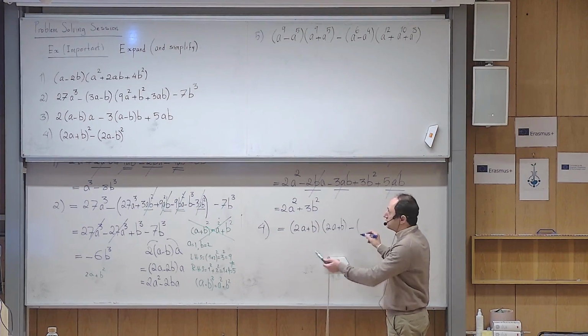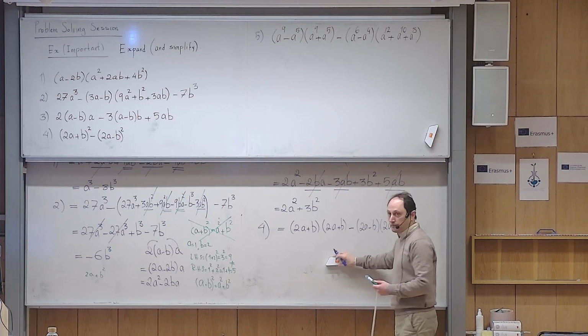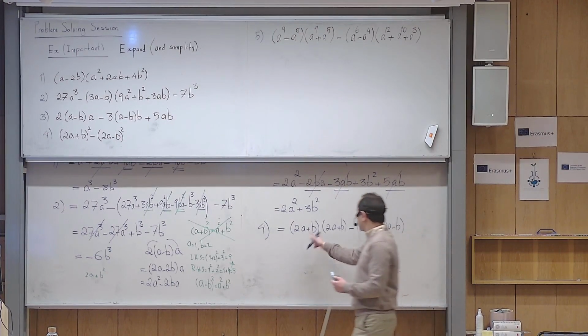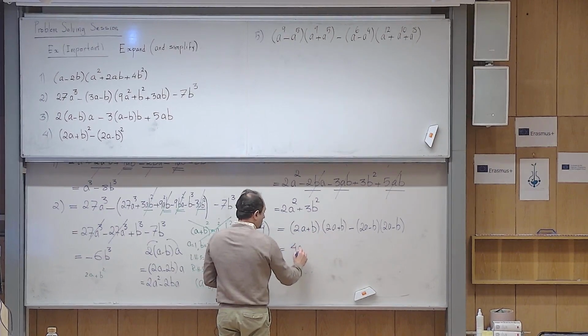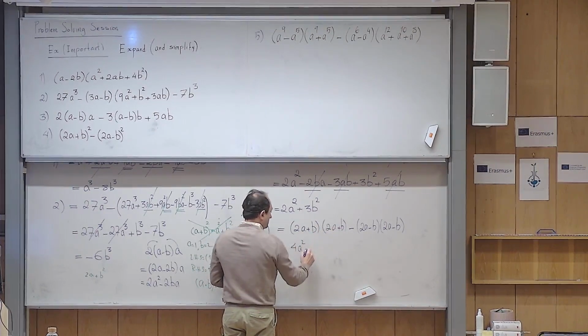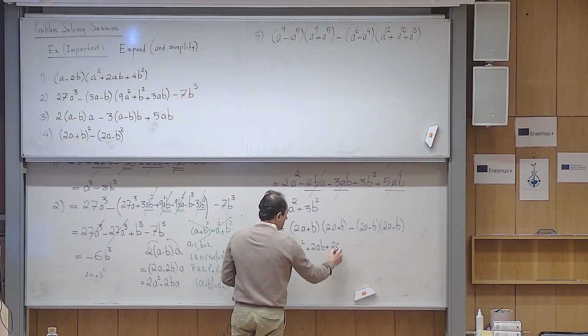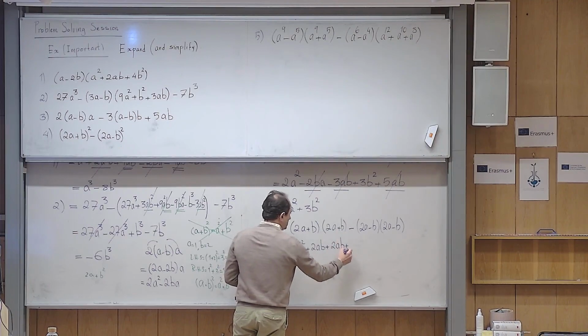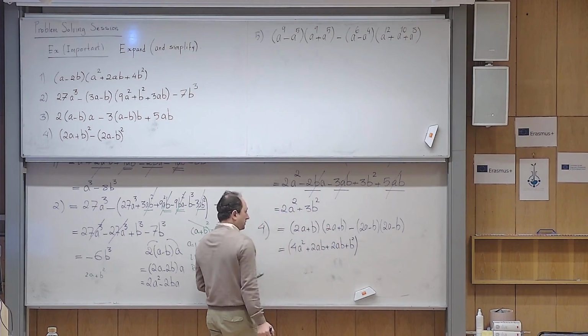Minus the next one, similar. 2a minus b multiplied by 2a minus b. Yes? Okay, so I will do this. So what happens? 2a times 2a, 4a squared. 2a times b is 2ab. b times 2a is 2ab again. And then b squared. So if you don't mind, let me put a pair of brackets. This is the solution to the first part, even though this pair of brackets is not essential.